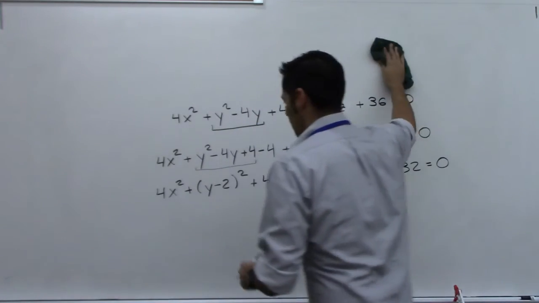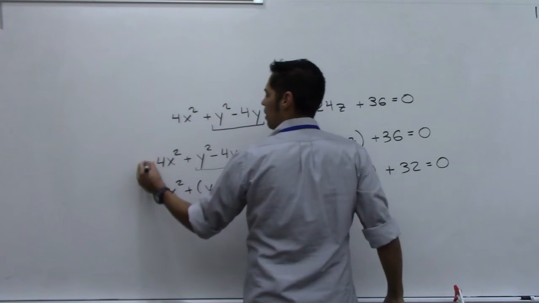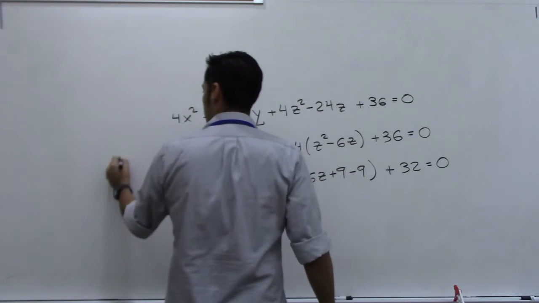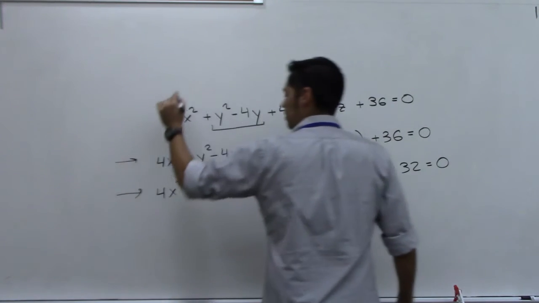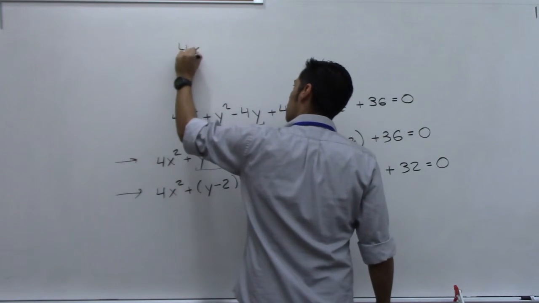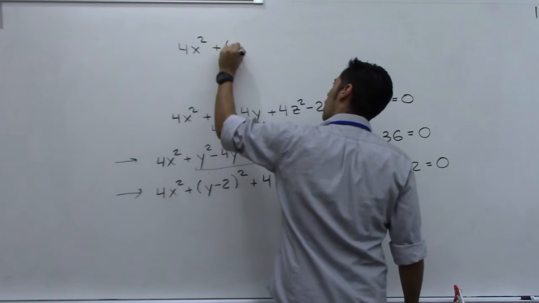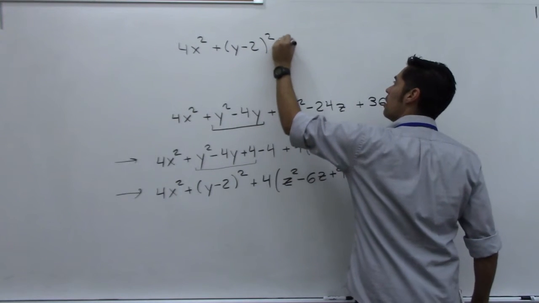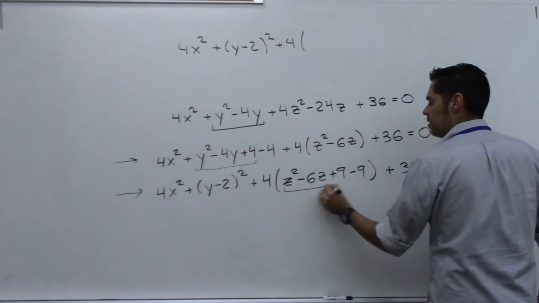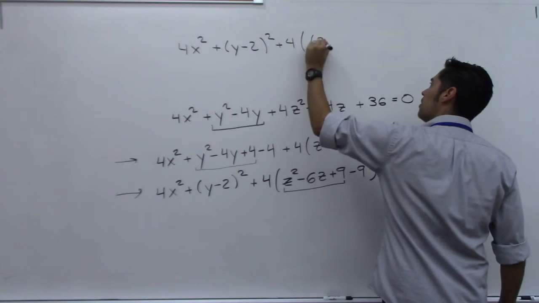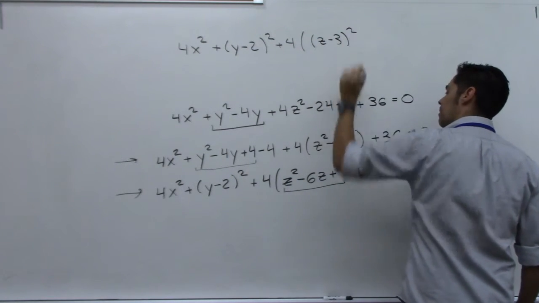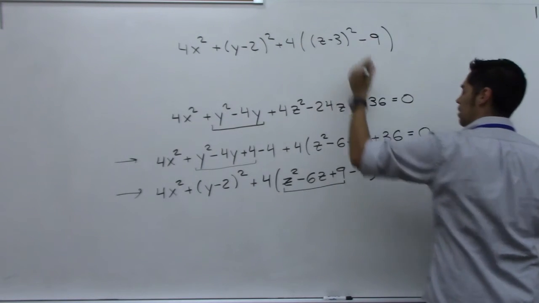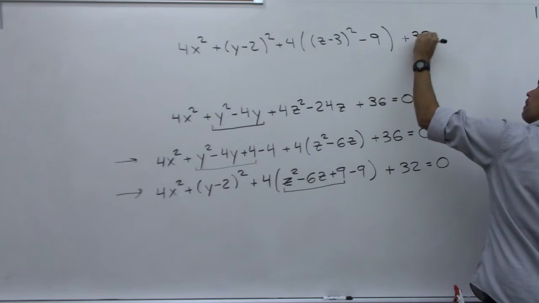Now, this becomes, sorry, this is all equal. Oh wait, no, there was an equation. So this just becomes this, and then this. So this is 4x squared plus y minus 2 squared. Then I have a 4, so plus 4. And then these three become z minus 3 squared. But then I still have in here minus 9. So that 4 is going to have to pass through. And then plus 32 equals 0.